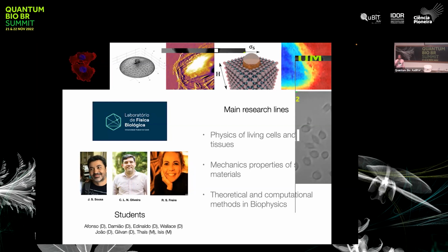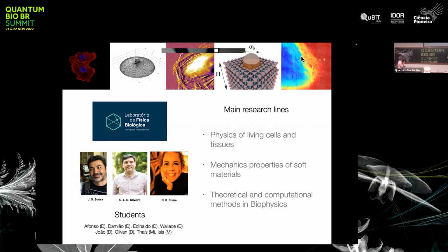But first, I work at Universidade Federal do Ceará in the Laboratório de Física Biológica, and we are mostly interested so far in the physics of living cells and tissues, the mechanical properties of soft materials, and theoretical and computational methods in biophysics.